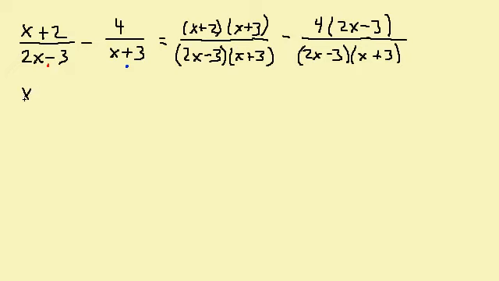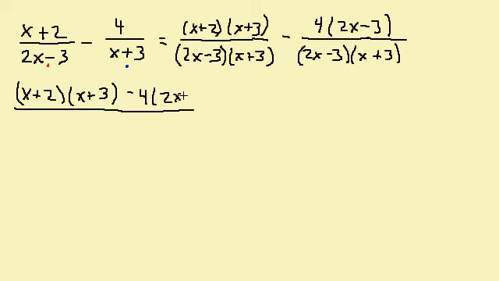Okay, so now I have a common denominator, so I can combine my numerators. So that's x plus 2 times x plus 3, and minus 4 times 2x minus 3, and that's all over the common denominator 2x minus 3 times x plus 3.